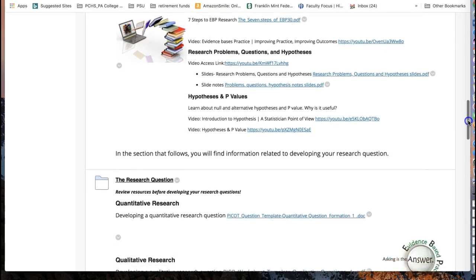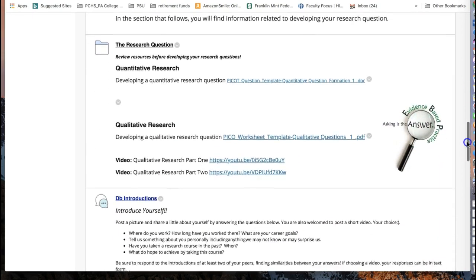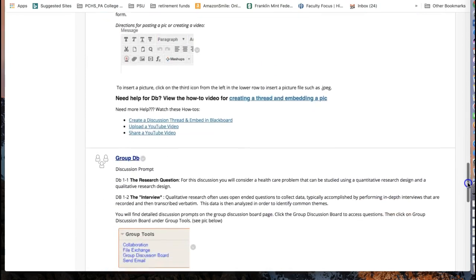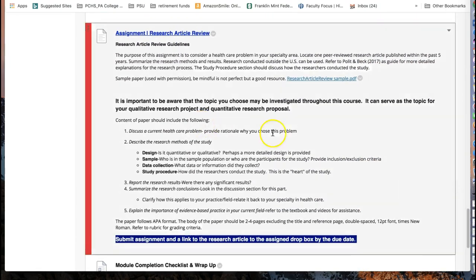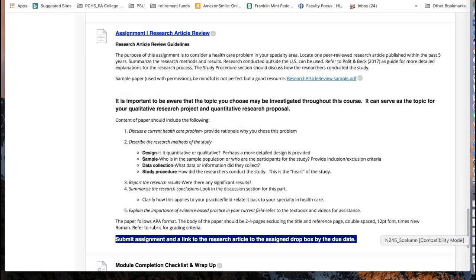Another activity that you'll be doing this week is your, let me scroll down, your research article review. And this is going to be a first-hand look at where to get started in being a consumer of research and critiquing. So you will do an article review, and please go through the guidelines. This will guide you through the whole entire process.